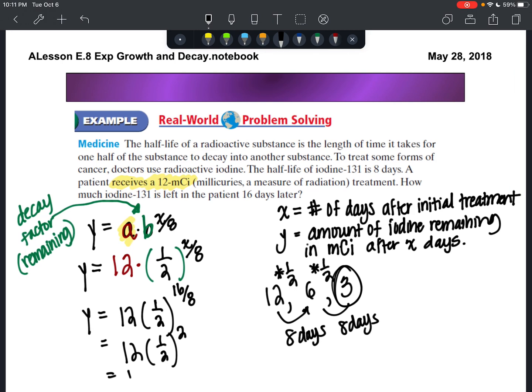So that's going to be 12 times 1/4, which is 3. And we knew that, 3 millicuries after 16 days.